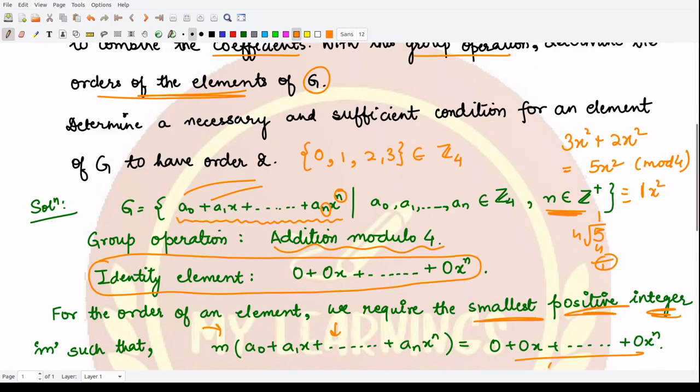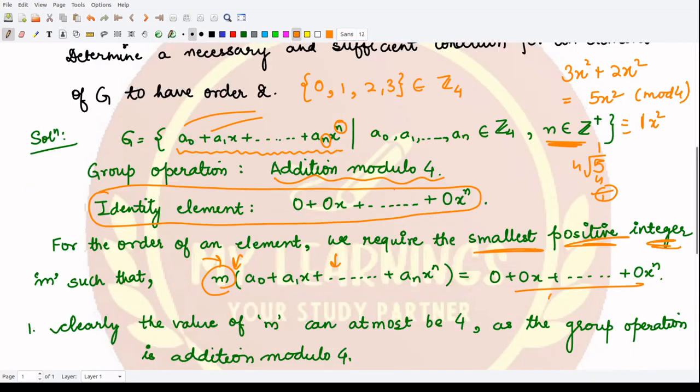So here, to determine what this m is, m is at most 4. I say m is maximum, it can take the value of 4. Why? Because if you multiply any polynomial by 4 and then take its mod 4, you will definitely get 0. So m can have at most the value 4. If it can have at most the value of 4, the other values could be 3, 2, or 1. The degree cannot be 0.